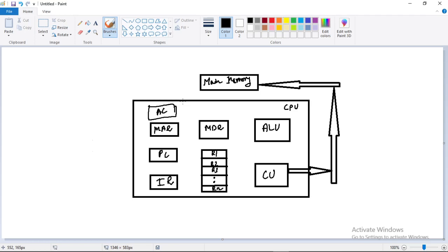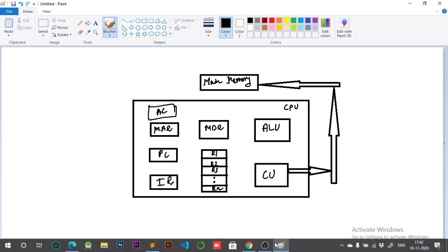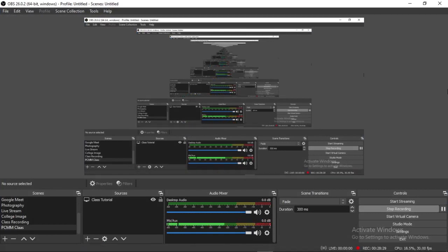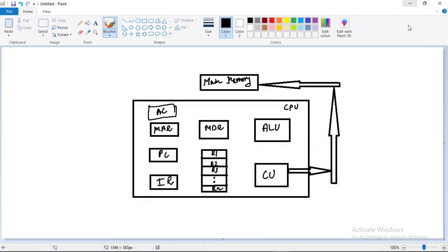So for that reason, we are having this many registers. But what I told you just now is that whenever we have so many general purpose registers, the cost will automatically increase. But right now we are investing in the cost, which means the cost right now doesn't matter.